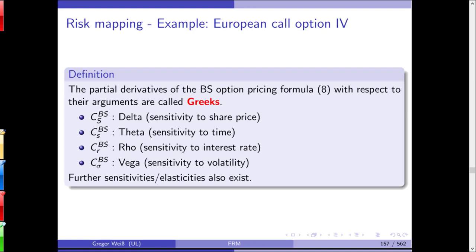And some additional elasticities and sensitivities also exist. For example, you have the option gamma. That's the second derivative, the second order derivative with respect to the stock price. And you need these partial derivatives in order to calculate the losses.